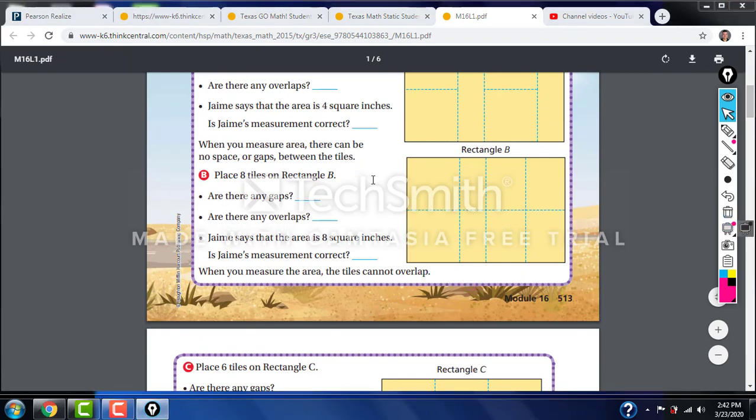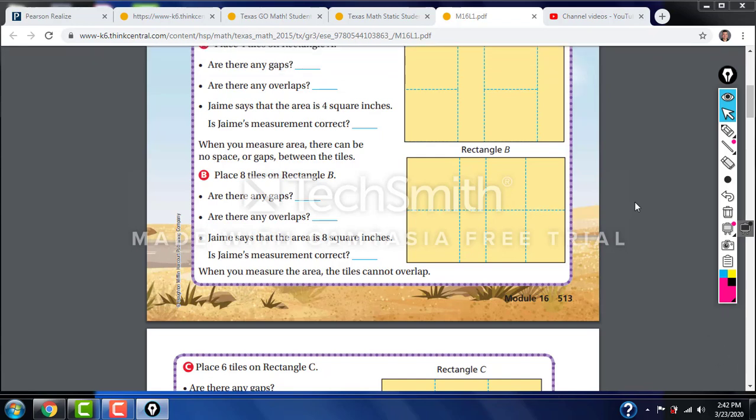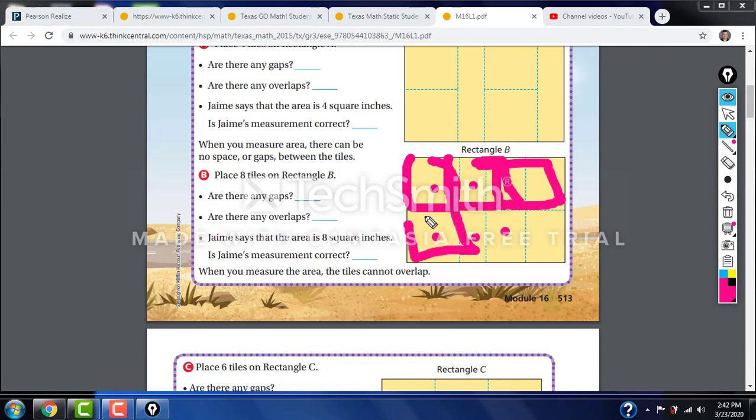Go ahead and place 8 tiles here, 4 here, 4 here. Place them the best way you can. Take a minute to do that. Okay, you should have placed your 8 tiles here, and what you notice when you place those 8, you should have seen some overlapping, like so, something like that. You get the idea of what I'm trying to do.